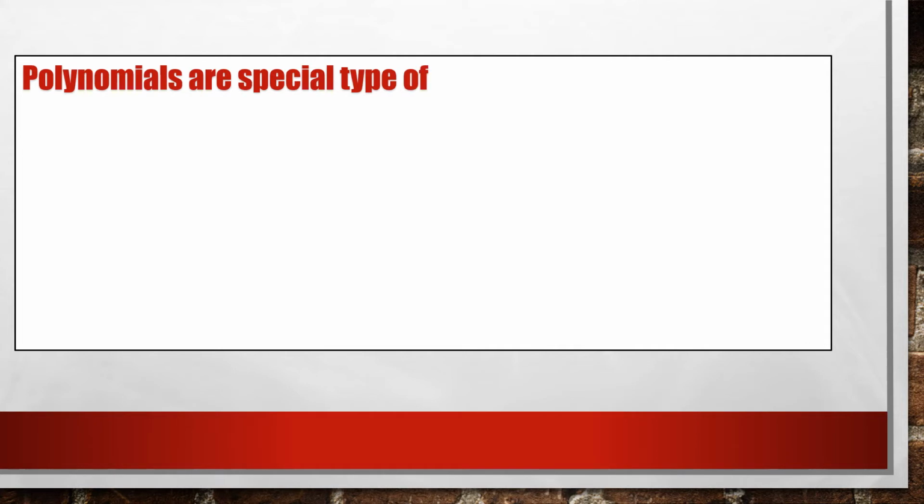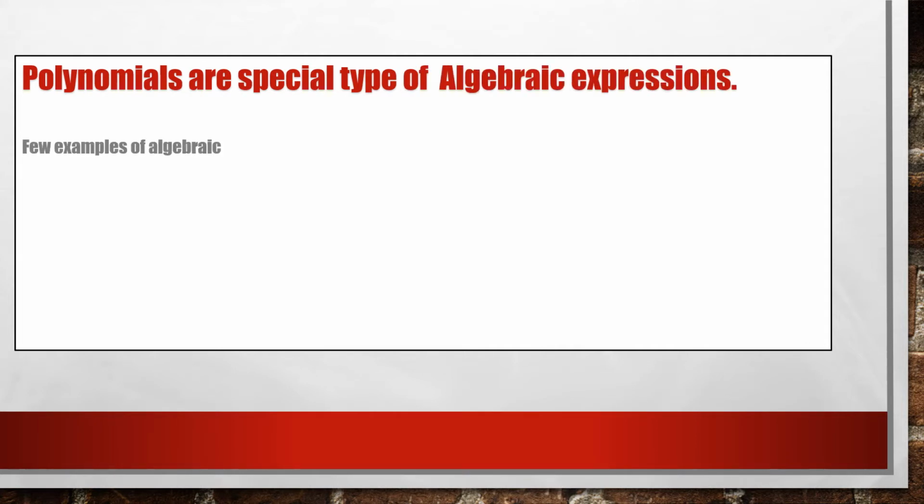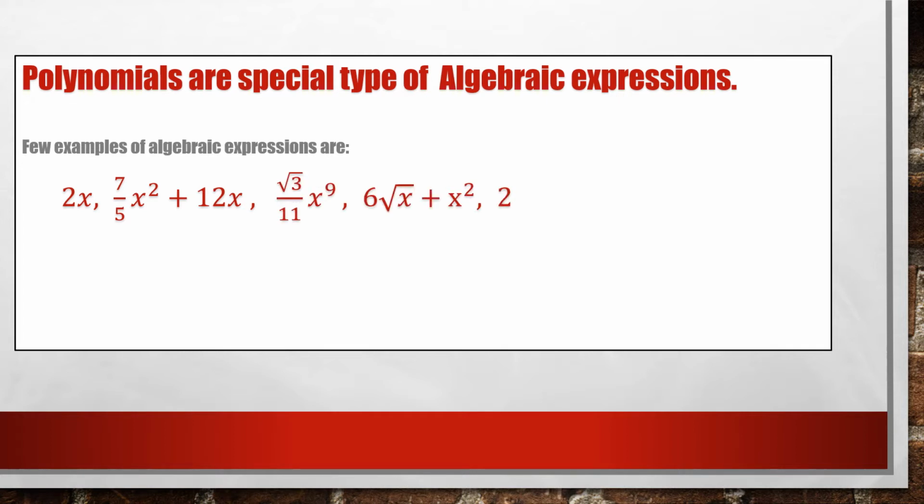Polynomials are special type of algebraic expressions. Few examples of algebraic expressions are, say, 2x, 7/5 x² + 12x, √3/11 x⁹, 6√x + x², 2x^(1/5), x^(1/3), x^(-3) and 7xyz. These are the few examples which I am considering just to explain the polynomials.